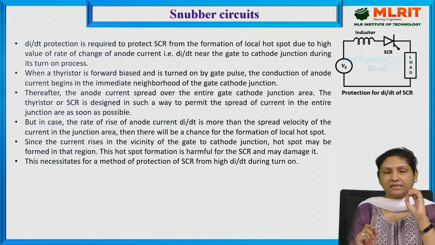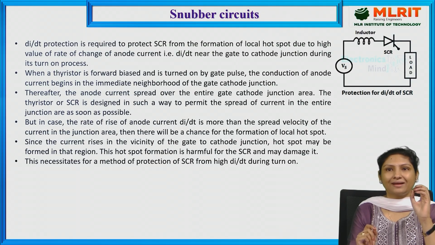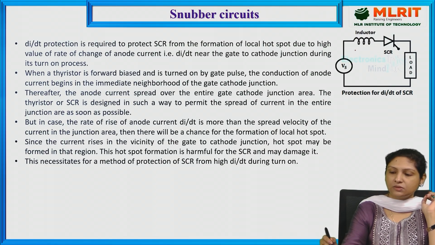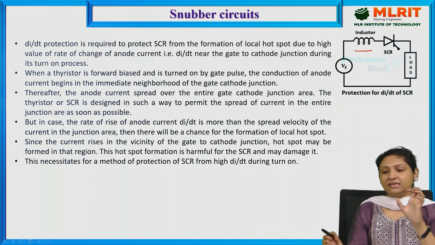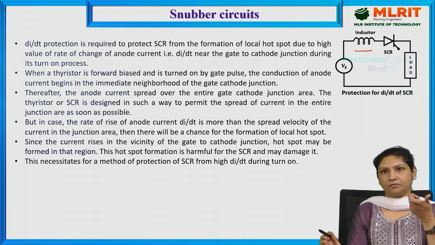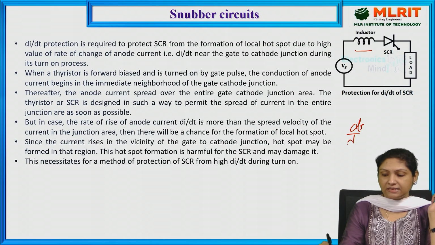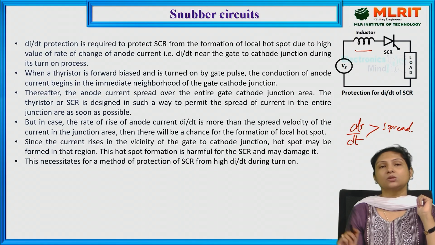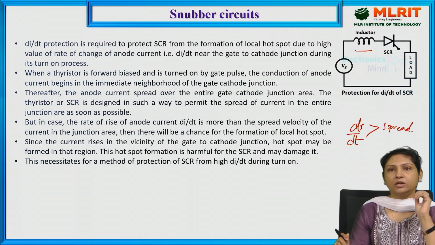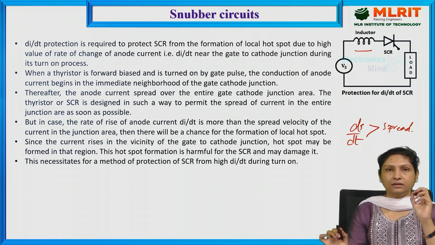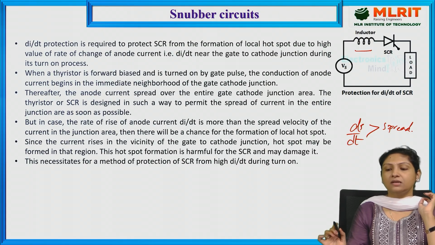So, in order to protect the SCR from the rate of rise of current, we connect an inductor in series with the SCR such that the SCR is protected from a high rate of change of current with respect to time. Only if this di by dt is greater than the spread velocity of electrons do the local hotspots form. To avoid this, we make use of an inductor. We all know an inductor does not allow any sudden changes in the current, and thereby the SCR can be protected. So that is the idea behind it.